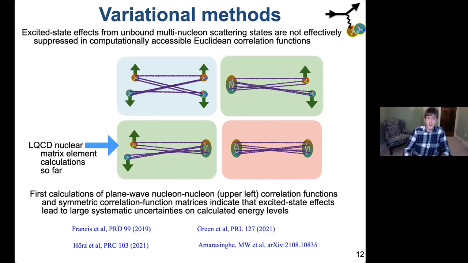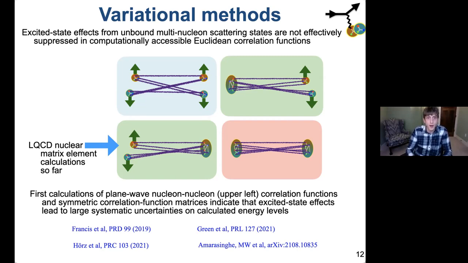So for algorithmic reasons, all of the matrix element calculations I've talked about so far for 2 nucleon systems on the last slide use a limited set of these interpolating operators, and recent studies have shown that excited state effects can be larger than previously expected there, and this is something that needs to be controlled.